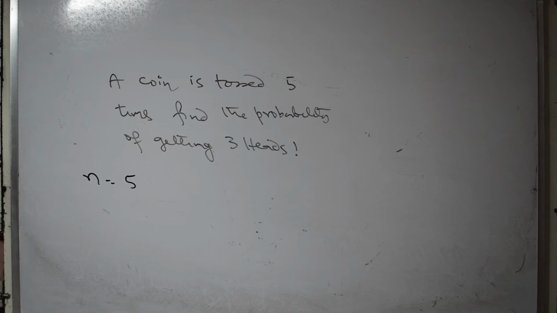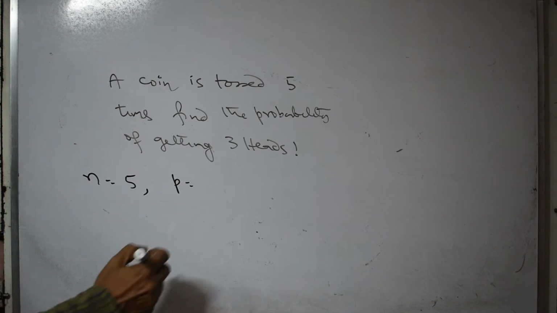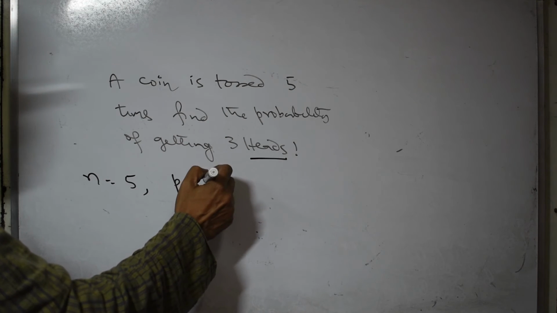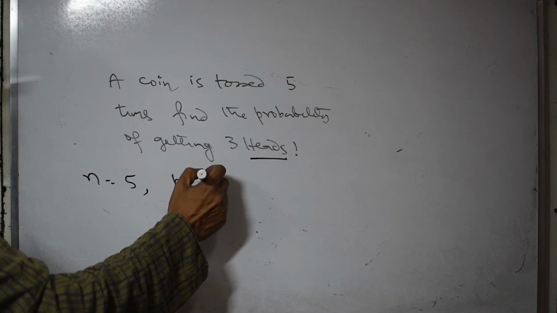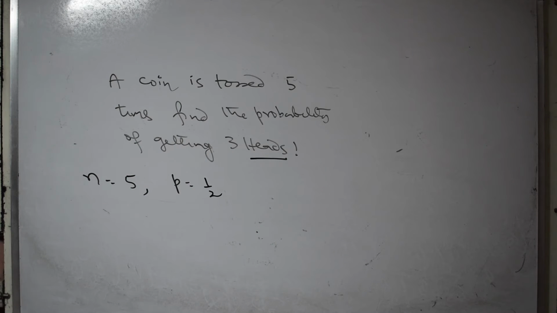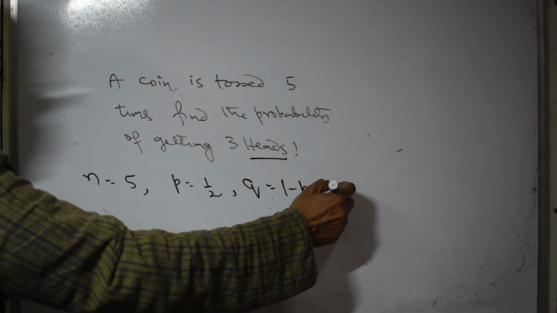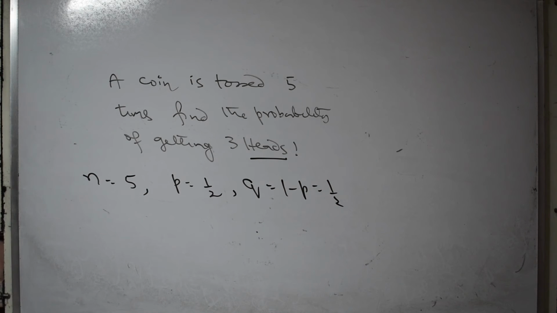N means number of repetitions. The coin is tossed 5 times, and each time the chance of success, that is the chance of getting a head, is half, 50-50 chance of head and tail. So q will be 1 minus p, that is also half. Now what we need is 3 heads.